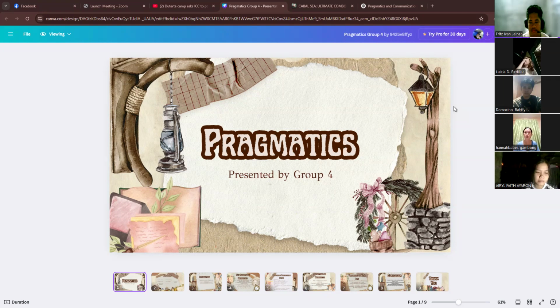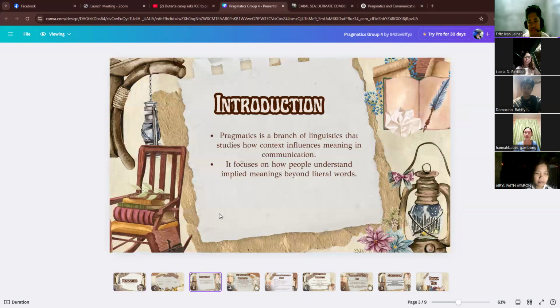Good day, ma'am. We are group 4, and today we will be discussing pragmatics. Now, what is pragmatics? Pragmatics is a branch of linguistics that studies how context influences meaning in communication, which means that pragmatics is a study of speaker meaning. That means it is concerned with the interpretation of the speaker's meaning by the listener. This focuses on how people understand implied meanings beyond literal words.